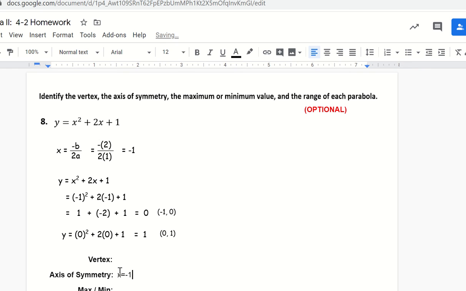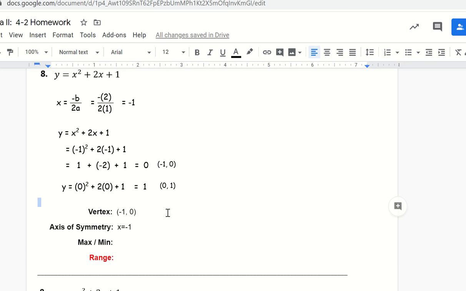Anyway, that's the axis of symmetry. And then when you go on to do all this mathematics to figure out that your y-coordinate would be 0, and so then you type on your vertex -1, 0. Okay, and you just type that in there once you figure out what the vertex is.